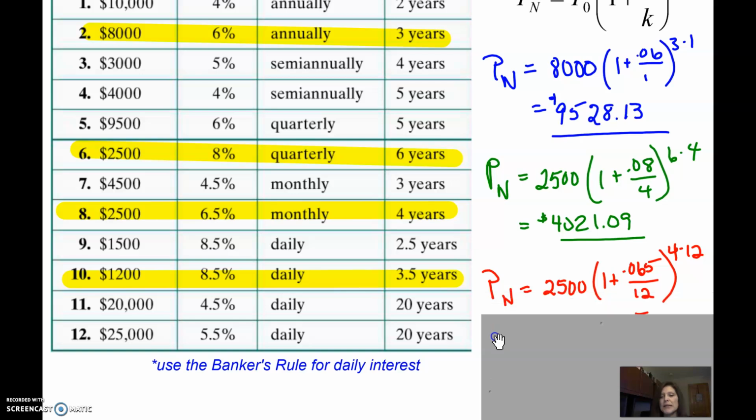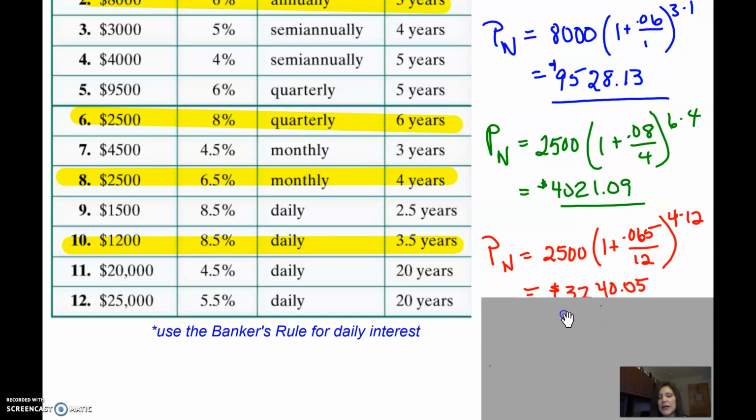All right, number 8, that same $2,500, but this time 6.5% compounded monthly. Well, monthly means 12 months in a year, so 12 times a year. So my K this time is 12. Everything else is set up the same way. So very carefully putting that in your calculator, you should come up with $3,240.05.